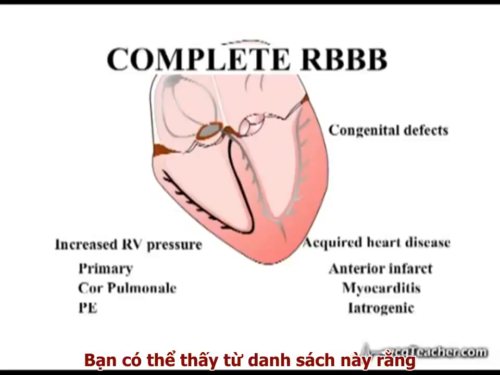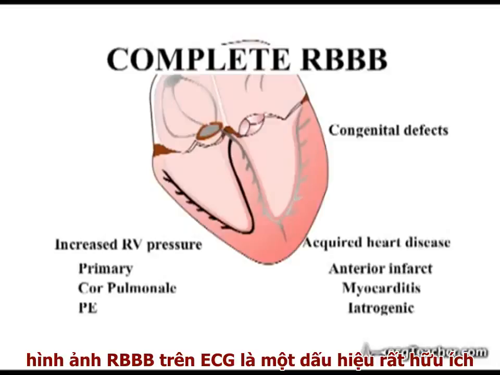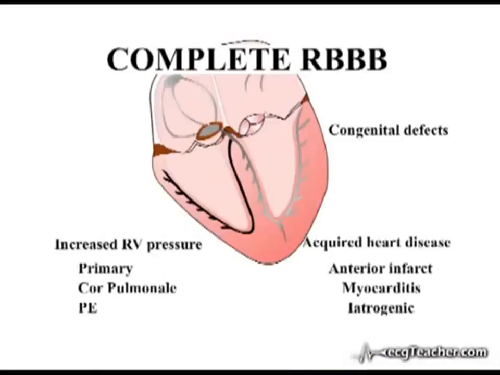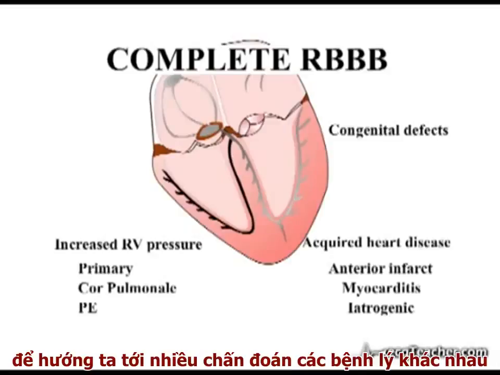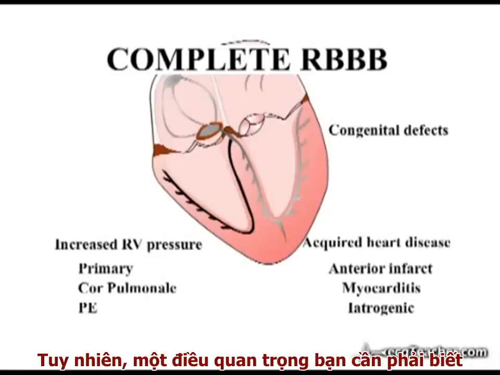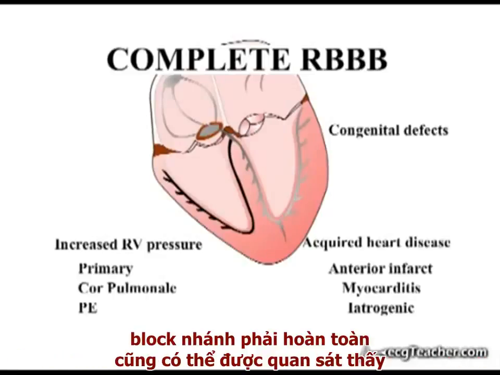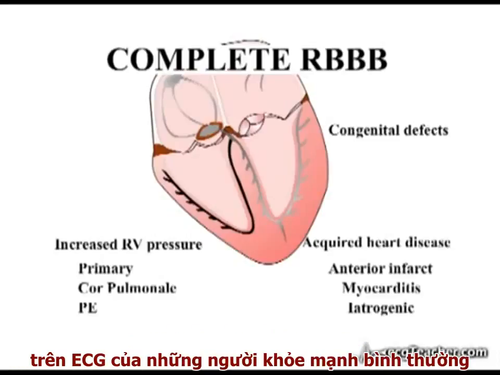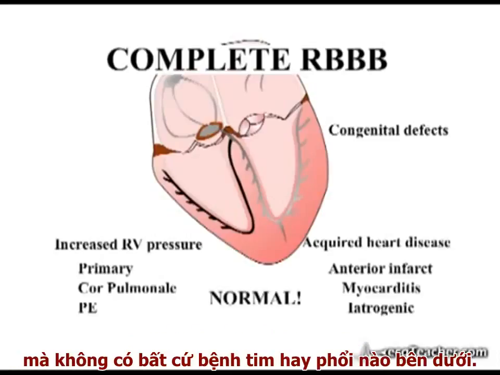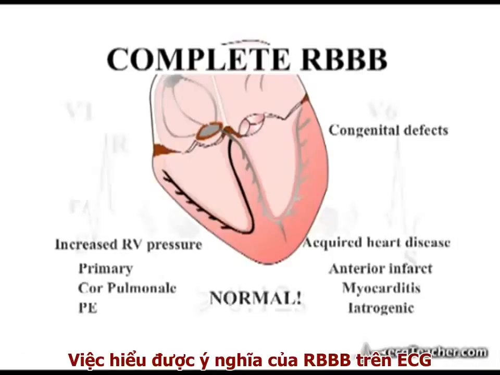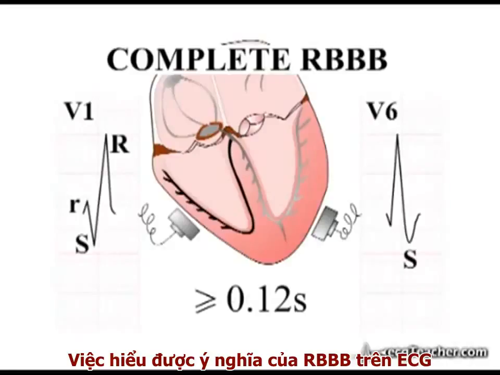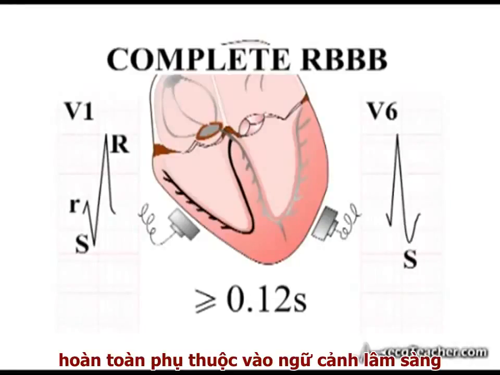You can see from this list, which is by no means exhaustive, that right bundle branch block on the ECG can be a useful pointer towards a diverse range of significant diseases. However, it is important to realize that complete right bundle branch block is also observed on the ECG of a proportion of healthy individuals with no underlying heart or lung problems. The interpretation of the significance of right bundle branch block on the ECG is completely determined by the clinical context.